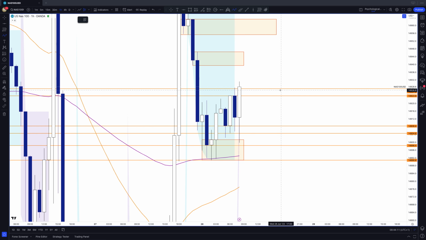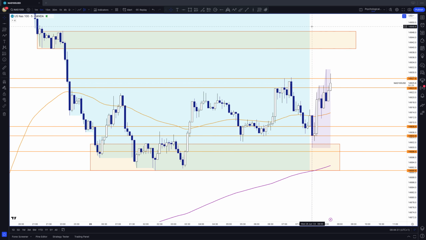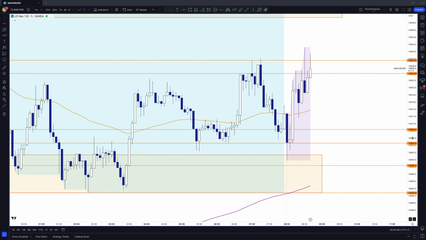Now what you can see on this 1 hour is that once the London session opened, it dipped quickly into this demand zone down here. It found momentum and shot to the upside. I want to show you how this looks on the 5 minute. On the 5 minute, you can see very nicely when the purple overlay starts how this opening candle drops into this demand zone, but just briefly pulls back up.